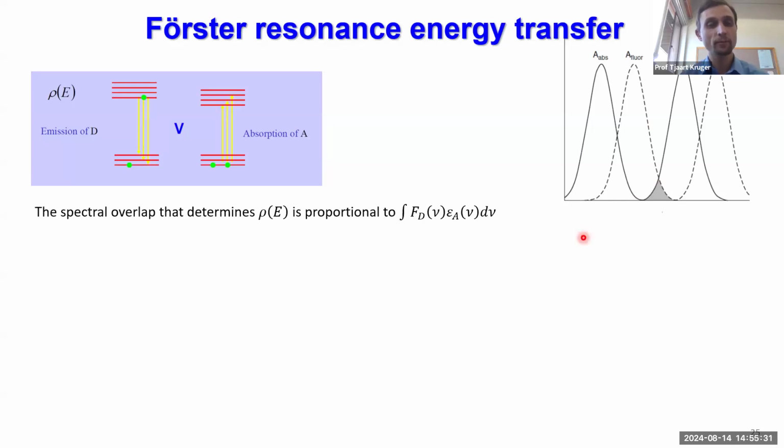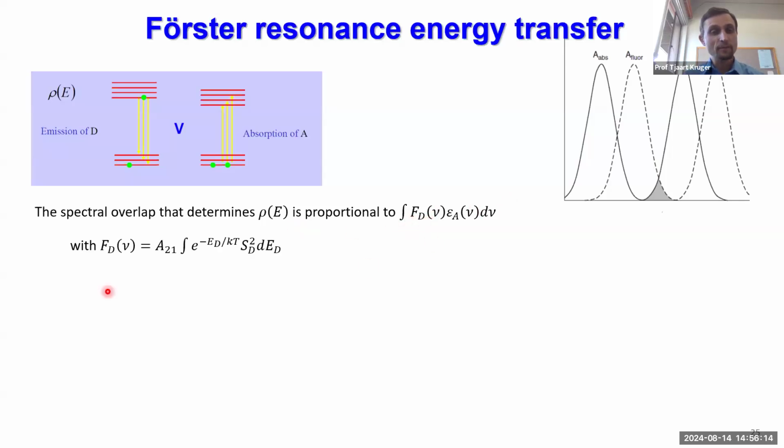Okay, this spectral overlap determines the spectral density, which is proportional to this. What I have here is integrating over the fluorescence spectrum and the absorption spectrum. So F_D is the fluorescence spectrum of the donor, and we make use of the extinction coefficient of the acceptor. Then we are integrating over all frequencies. In other words, with this expression we are exactly considering this overlap.